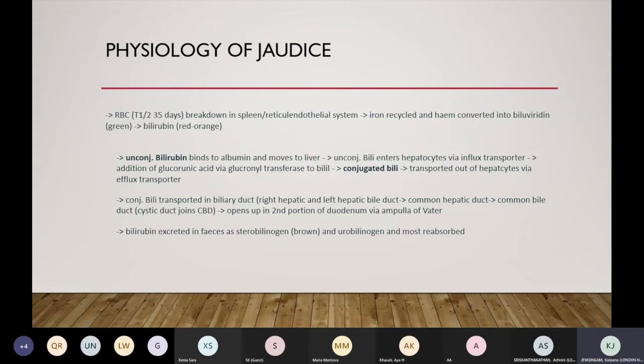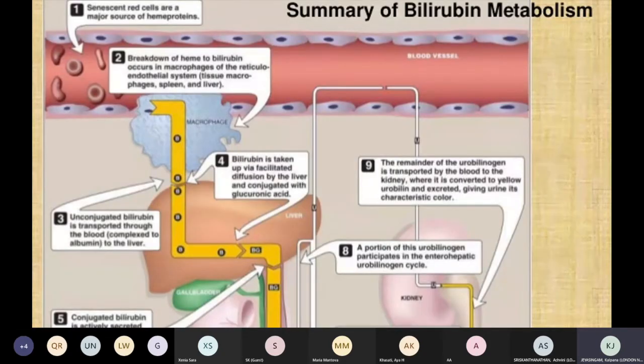of Vater, where some of it gets excreted in the feces as stercobilinogen, and that gives stool its brown color. The majority of that, however, gets reabsorbed, and some of it gets excreted in the urine as urobilinogen. So this is just the pathway showing that.